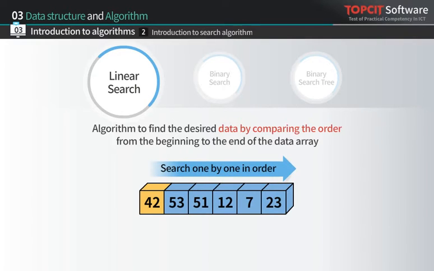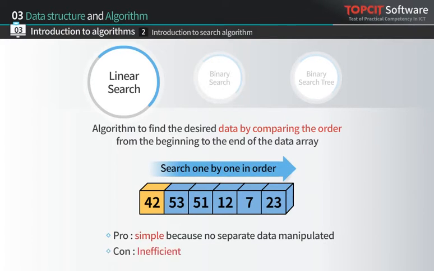While such sequential search has the advantage of being simple because it is not necessary to manipulate the data separately, it does have the disadvantage of being inefficient. It is also called a linear search because it performs a one-way search.